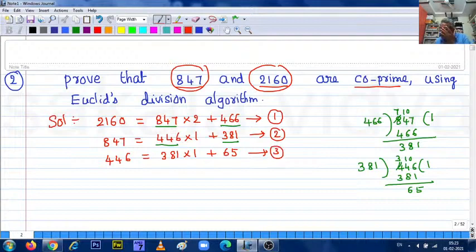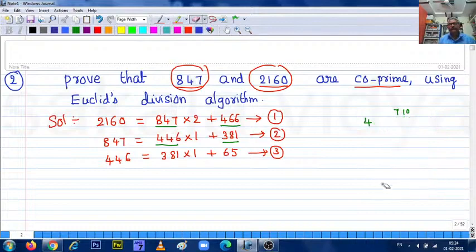Yes, 446. Okay, right. 446, not sir, 466. So let us try. I will try once again.